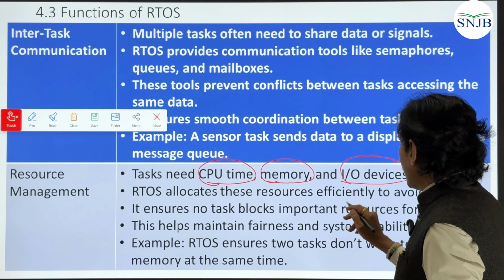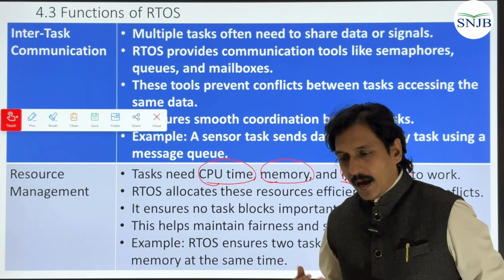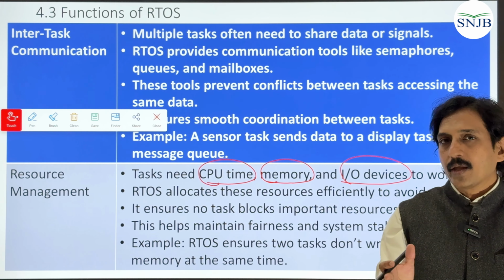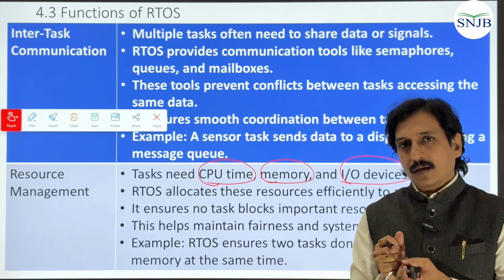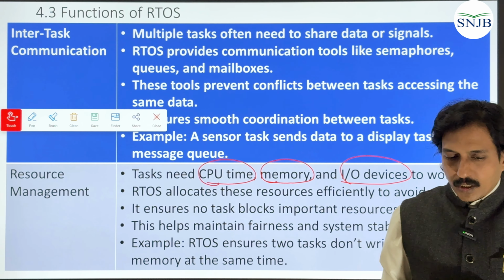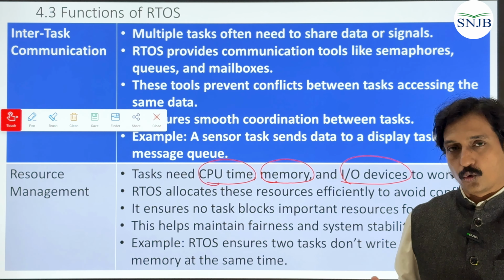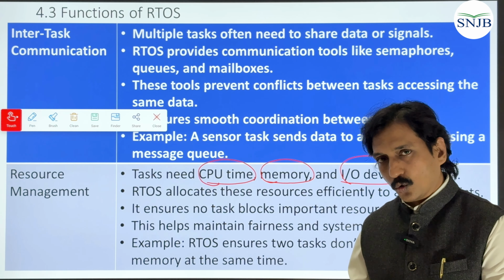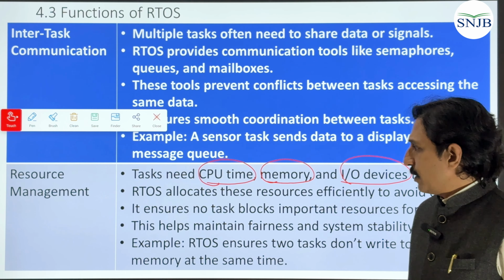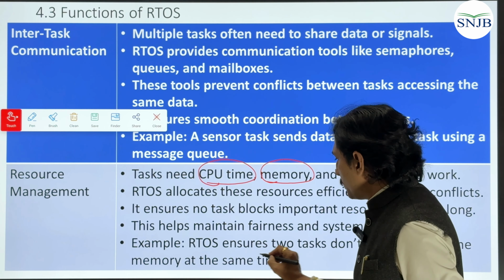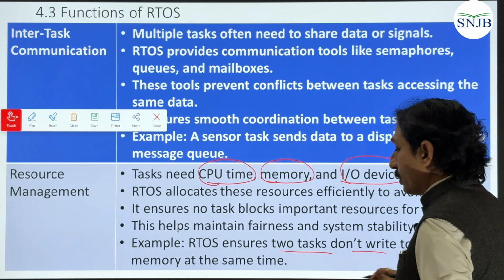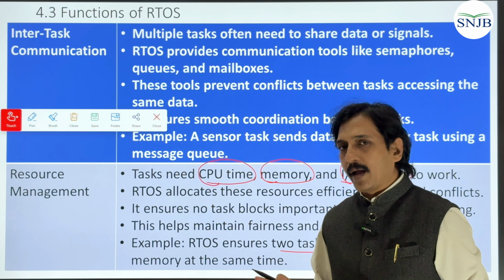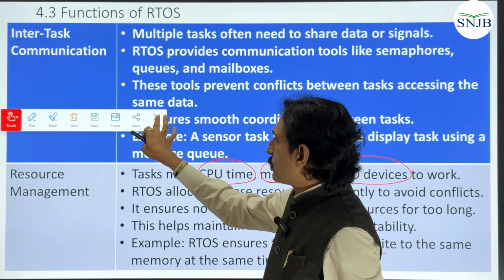RTOS allocates the resources efficiently to avoid conflicts. RTOS always tries to share the resources with the tasks that have the highest priority. If a particular task is holding a particular resource, then the operating system's responsibility is to release that resource first, meaning let the task function holding that resource complete, and then come to some other task. So RTOS ensures that two tasks don't write at the same time. If two tasks are trying to write into the memory, that is not going to be allowed by the operating system. So this comes under resource management.